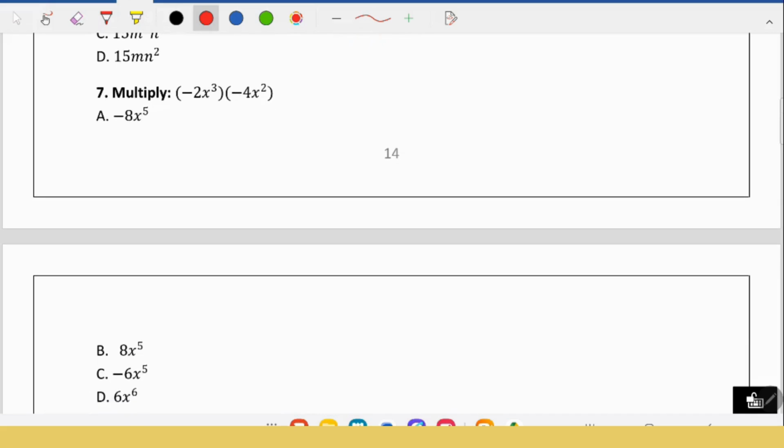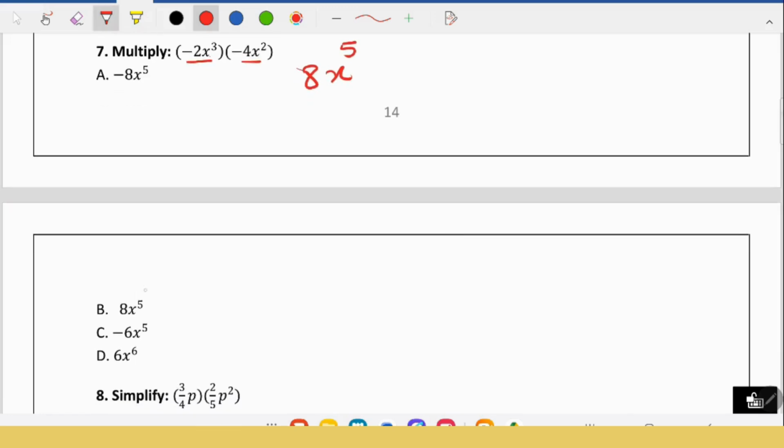Next I have negative 2x³ times negative 4x². I will multiply the coefficients. Negative 2 times negative 4 is positive 8. x³ and x², same variable, I'm going to add their powers. 2 plus 3 is 5. 8x⁵, B. I have to be very careful. If I write negative here, my answer will be A, which is incorrect. Negative 2 times negative 4 is positive 8x⁵, which is option B.